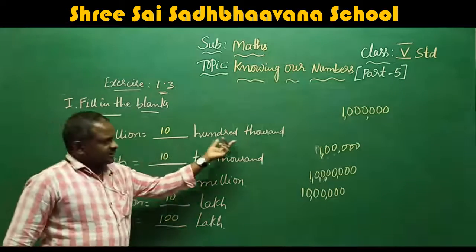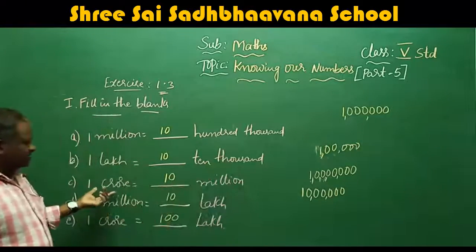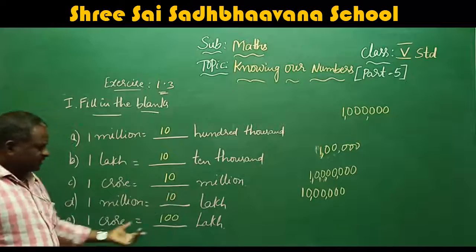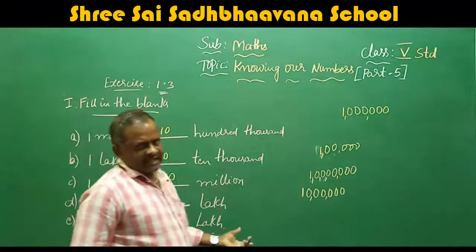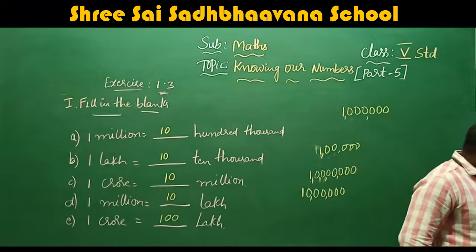1 million is equal to 10 hundred thousands. 1 lakh is equal to 10 ten thousands. 1 crore is equal to 10 million. 1 million is equal to 10 lakh. 1 crore is equal to 100 lakh. Okay, next we will move to the second problem.